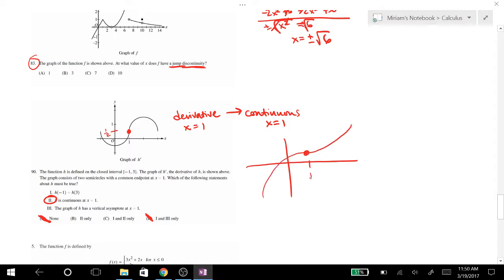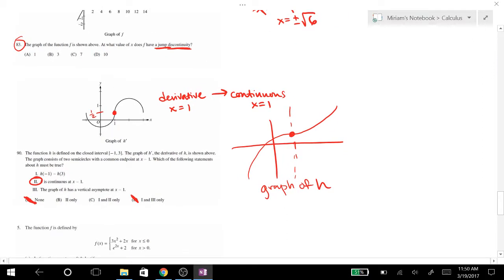That means, let's say this is the graph of h. I'm just approximating. Okay? Then there's no vertical asymptote here. It doesn't make sense to have a vertical asymptote there if I already said that it's continuous there. So that's why 3 is not true.